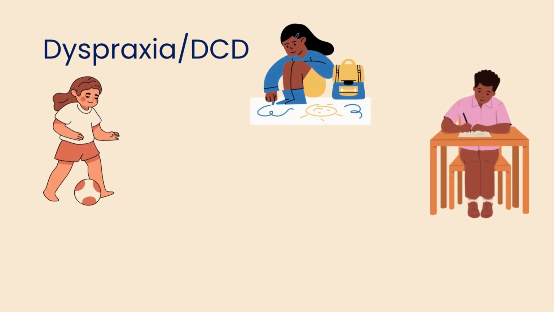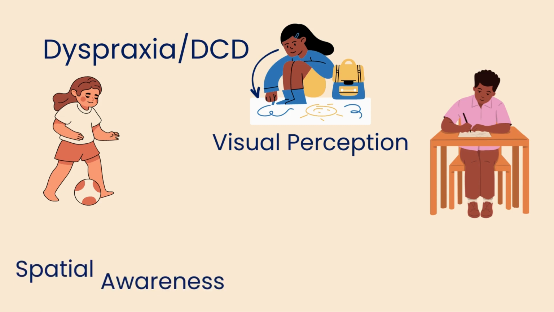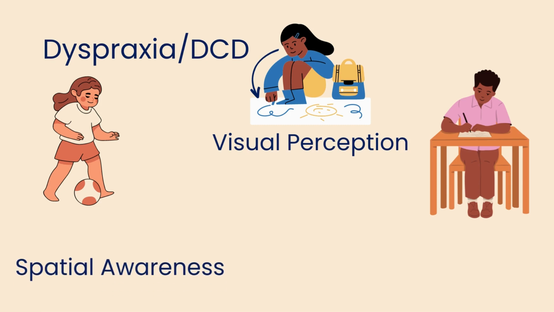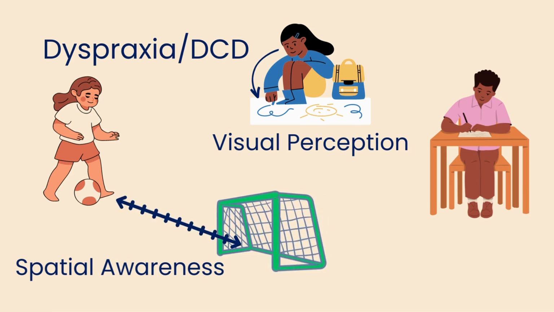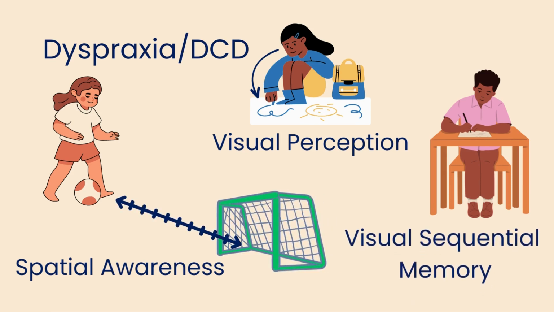We'll now look at dyspraxia, also known as developmental coordination disorder. This condition causes difficulty with movements and carrying out tasks that require coordination. If you have dyspraxia, you might experience difficulties with visual perception, the ability to process visual information. This makes it hard to maintain hand-eye coordination and track information on a page. Reduced spatial awareness, meaning it is difficult to perceive the position of your body relative to your surroundings. And visual sequential memory, which is the ability to remember the information we receive visually in the correct order.